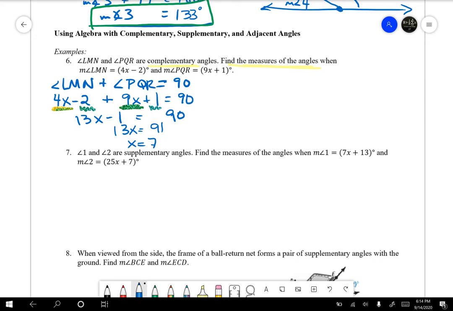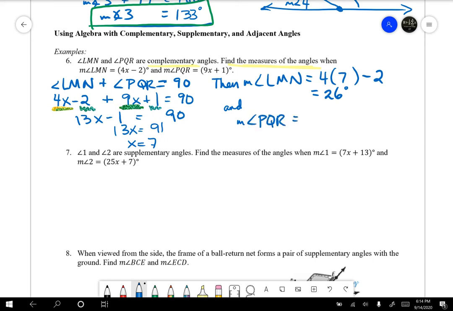So you come over here, this is why I have space. Then measure of angle LMN equals, I've got x, so I'm going to plug this into 4 times x minus 2. So x is 7. That's going to be 28 minus 2, which will give me 26. And measure of angle PQR is equal to 9 times x plus 1. X is 7. So this is 63 plus 1. That'll be 64 degrees.